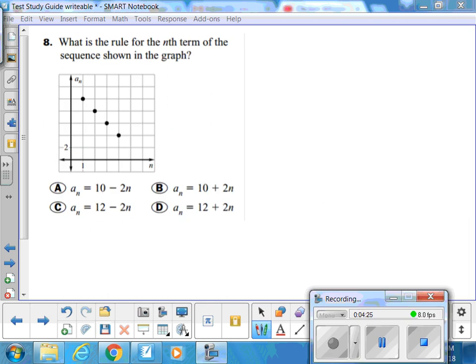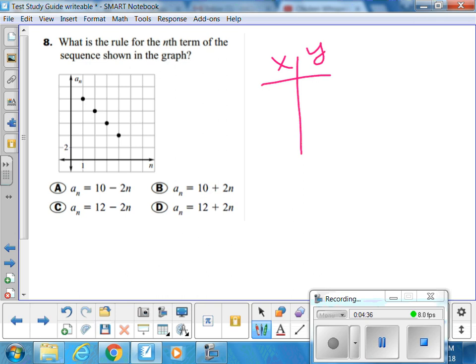We're back. Number 8. Write the rule for the nth term. It does look like it's arithmetic. It is making a straight line. So let's just figure out what a couple of the x and y values are. Where x is 1, y is 2, 4, 6, 8, 10. Where x is 2, y is 2, 4, 6, 8. And where x is 3, y is 2, 4, 6.